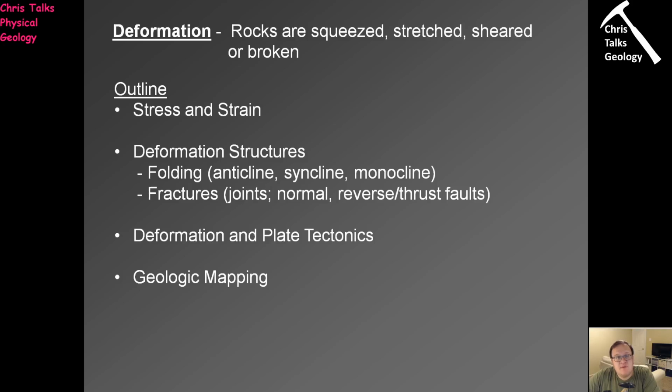So what are we going to be looking at? Well, we're going to think about, to begin with, the ideas of stress and strain, because they're very, very important to deformation. We're then going to think about the type of deformation structures that we can produce, because there's two main groups, folding and fractures. We're going to think about deformation and its place in plate tectonics, and then we're going to eventually come on to geologic mapping, but that's more to do with the lab, to be honest.